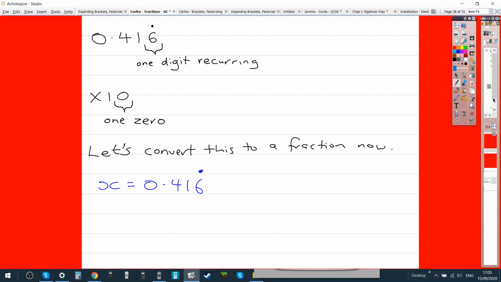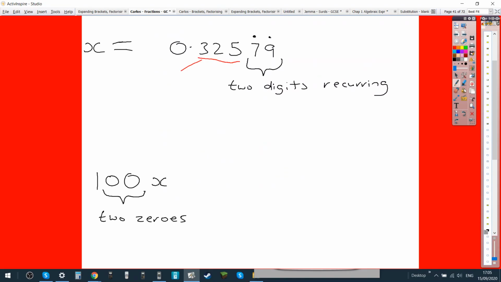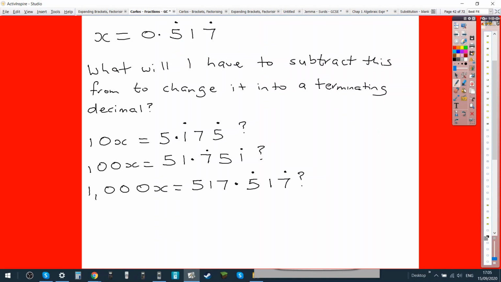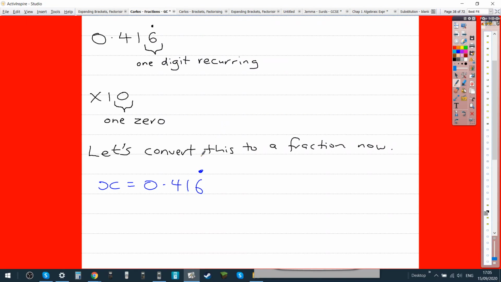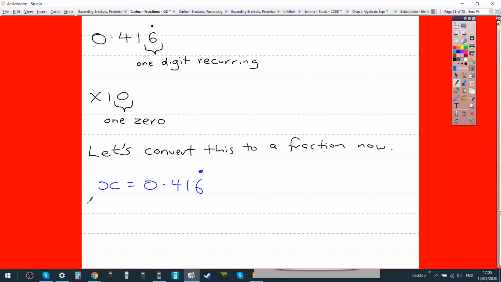Let me just skip something. I think, okay. If x is this, what is 10x? What would you get if you multiplied this decimal by 10? And it might help, instead of saying 6 recurring, I just write it as 6666, like that. So what would it be if you times it by 10? 4.16 recurring. Yeah.